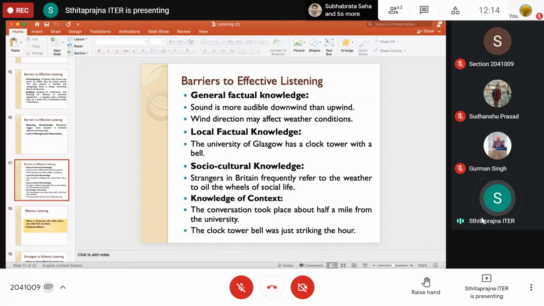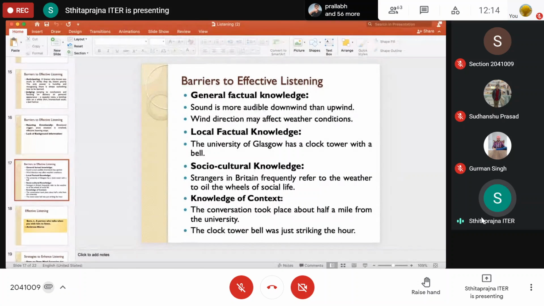So she inferred from the clock tower bell, which was just striking the hour while they were talking. And since it was just half a mile from where they were talking, she could hear the bell ringing. And she could make out that the sound is more clearly audible, and this could be possibly because of downwind. And from all this, she inferred that since downwind affects weather condition, it might rain.